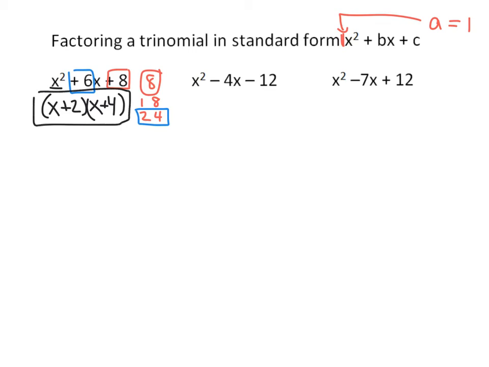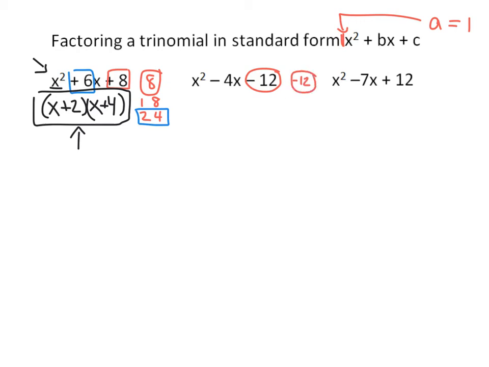Now if you wanted to double check that this is right, all you would need to do is FOIL this and make sure that you arrive back at your original trinomial. The next one, we need negative 12 out here.